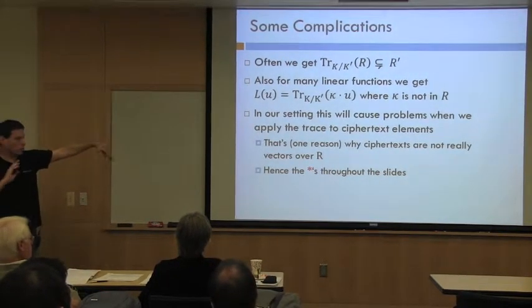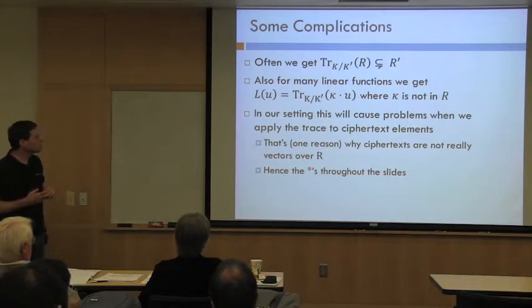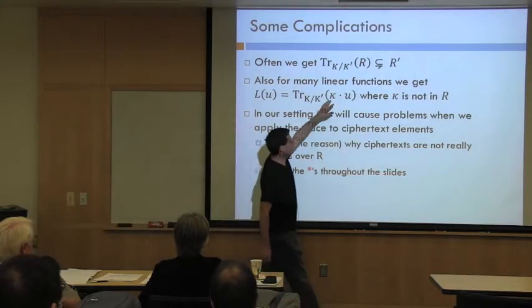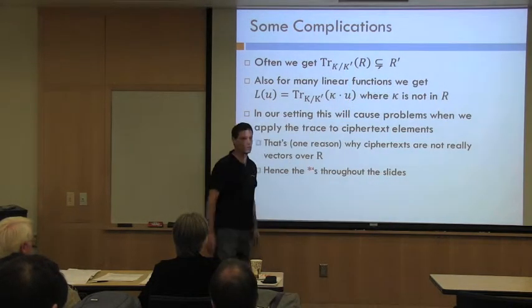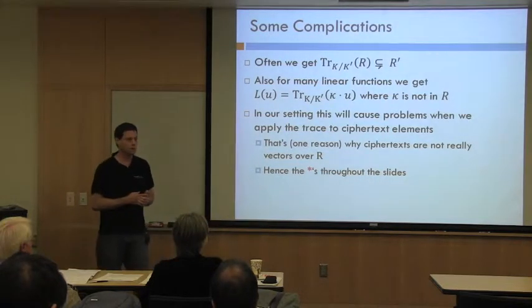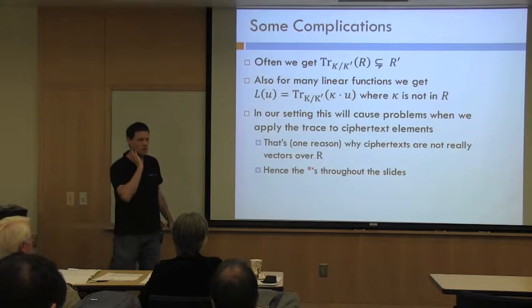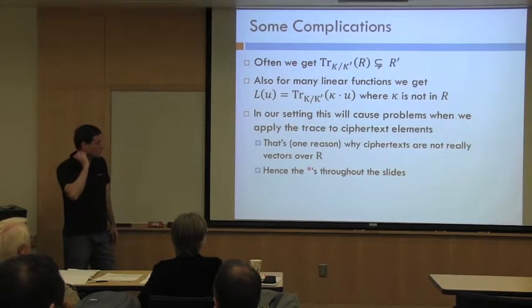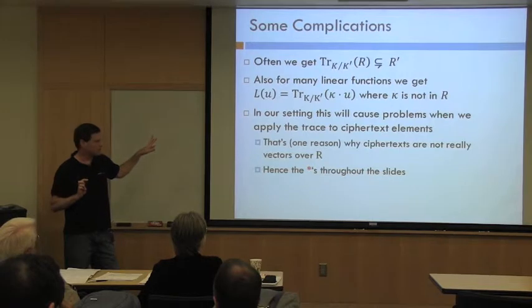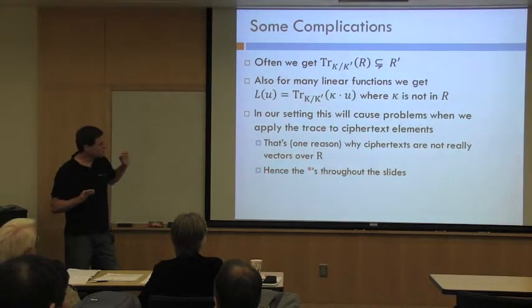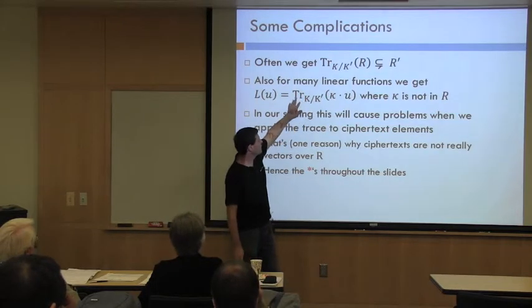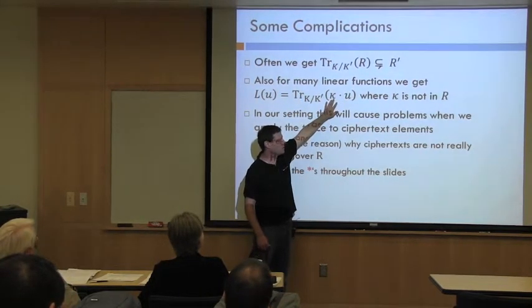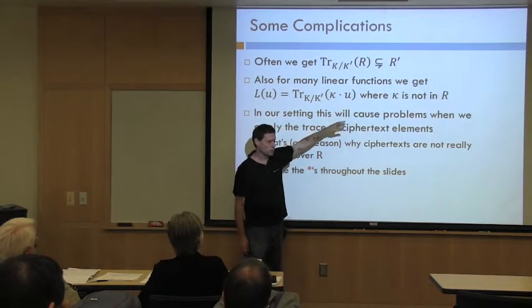Here is one thing about why I'm lying every so often. There is a complication in the sense that if you take the ring of integers and apply the trace to it, what you get is not the ring of integers in the smaller field. It's actually a subset of it. Typically a proper subset, maybe always a proper subset, I'm not sure. Definitely for the cases that we're interested in, I think it would always be a proper subset. For many linear functions I can express it like this, but then kappa would come from the field, not the ring.